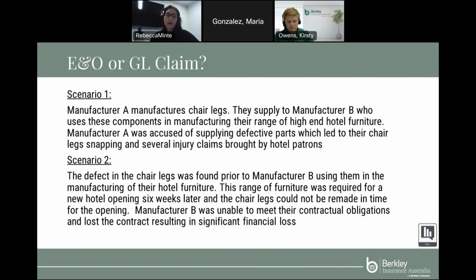Scenario 2: the defect in the chair legs was found prior to manufacturer B using them in the manufacturing of their hotel furniture. This range of furniture was required for a new hotel opening 6 weeks later, and the chair legs could not be remade in time for the opening. Manufacturer B was unable to meet their contractual obligations and lost the contract, resulting in significant financial loss. There's a keyword there which should tell you which is which.